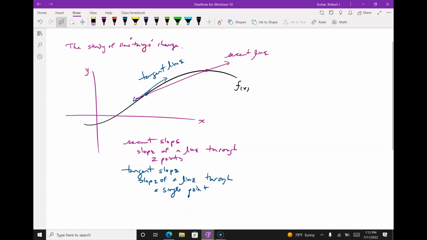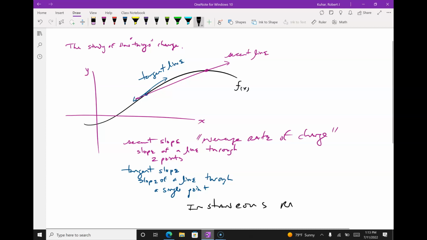The secant slope is called average rate of change, right? And the tangent slope is instantaneous rate of change.